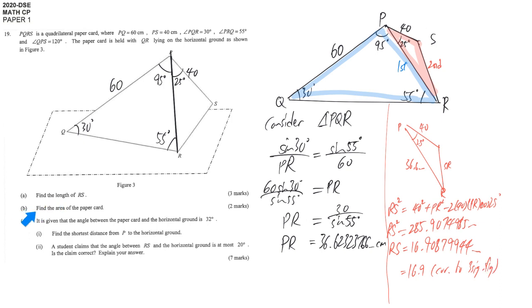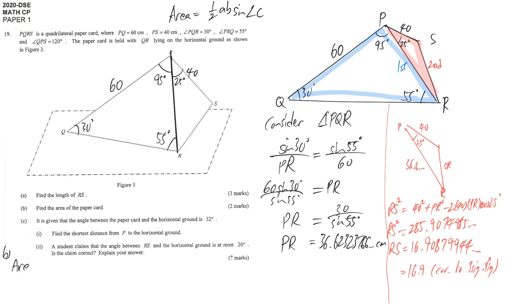If you solve part A, then part B is so straightforward. They just ask you to find the area of this paper card. That means the area of the blue triangle together with the red triangle. We know pretty much about these two triangles. For any triangle, the area is equal to 1 over 2 AB sine angle C. With this angle, we choose 40 as A and PR as B for the red triangle. So our strategy is fixed.